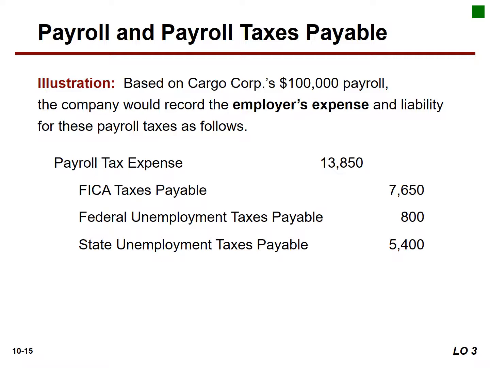This is the example of an entry made by an employer to record the employer's payroll expenses. We have the matching FICA taxes, we have the federal unemployment tax payable and the state unemployment tax payable, and our debit to payroll tax expense is the total of all 3 of these.